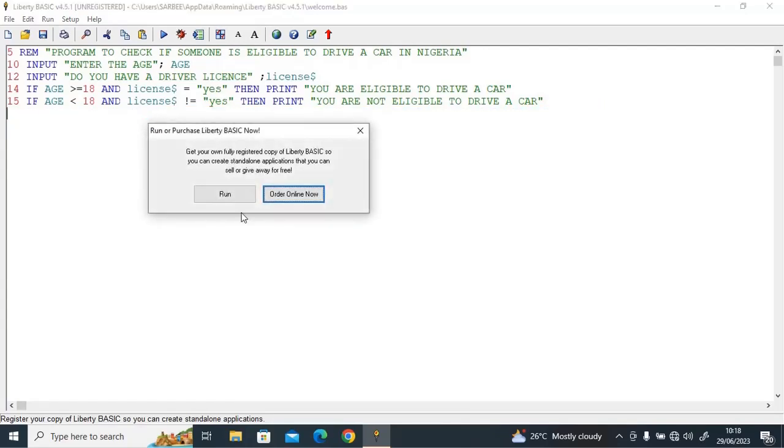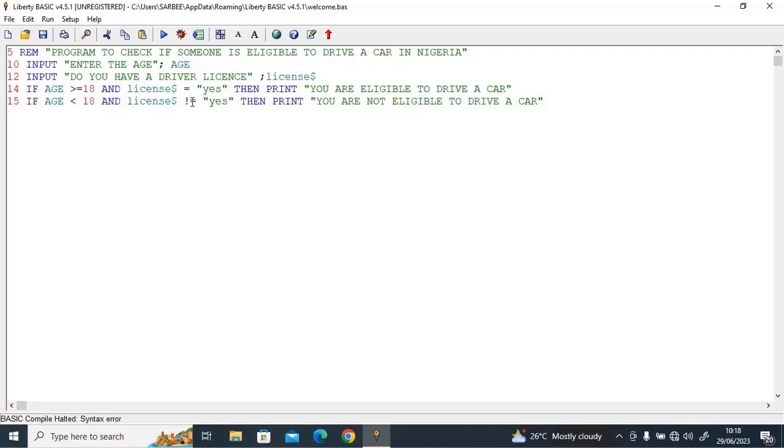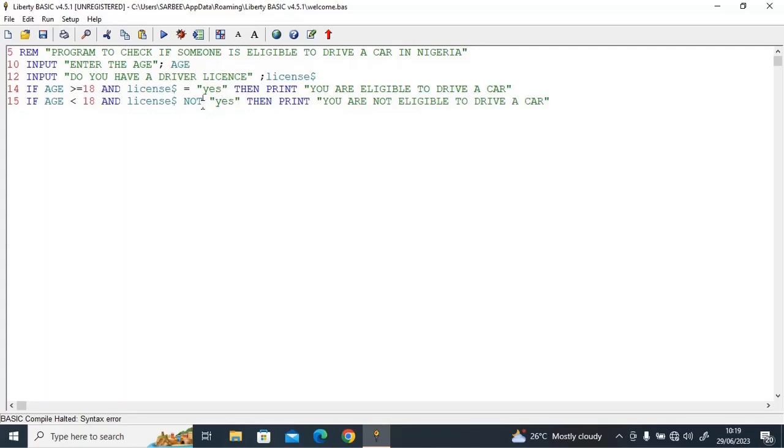Okay, should check for it. Run. Oh, something is wrong. I know that this thing is wrong. License is not equal to yes. Okay. If license is not equal to, what is not equal to? Let me use not here. Hey. Okay, so how are we going to do this now? If age is less than 18, and license not yes. Because not, it's not even yes. What if it depends on whether it's yes or no? If license equals, let's put no here.